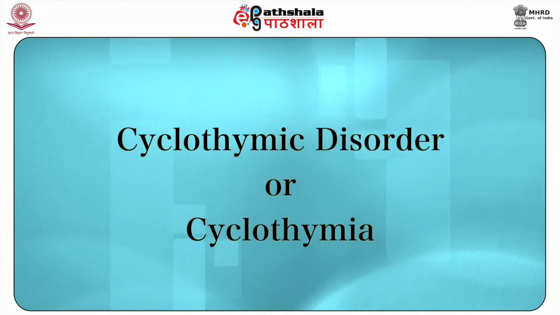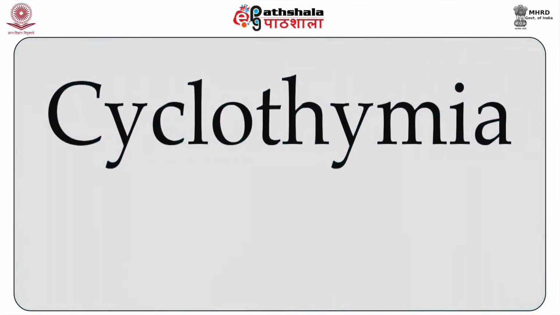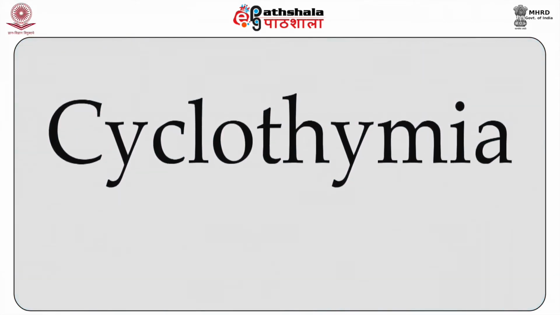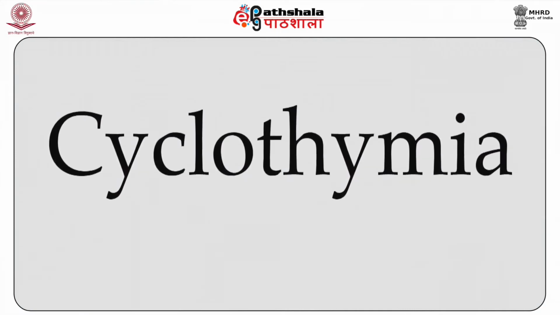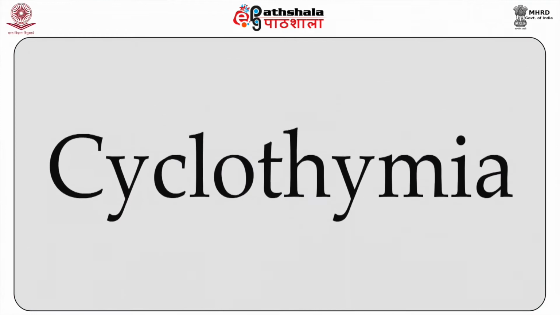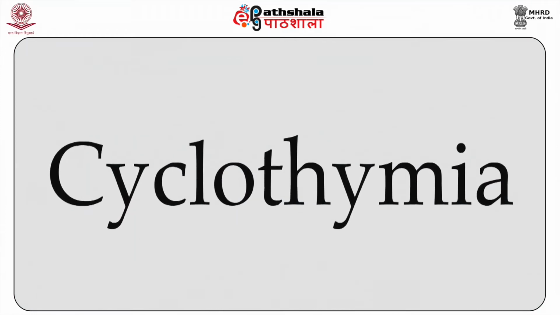Next is cyclothymic disorder, or cyclothymia. This is a mild form of bipolar disorder. A history of hypomanic episodes with periods of depression that do not meet criteria for major depressive episodes comes under this category. People with cyclothymia have episodes of hypomania as well as mild depression for at least 2 years.